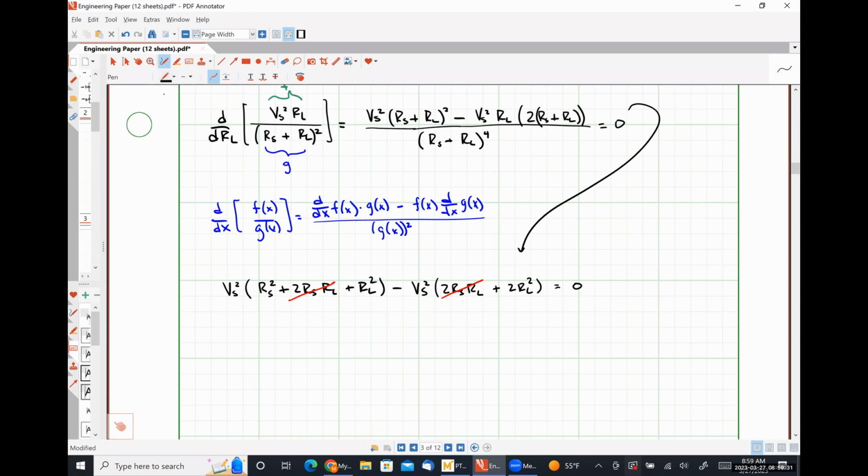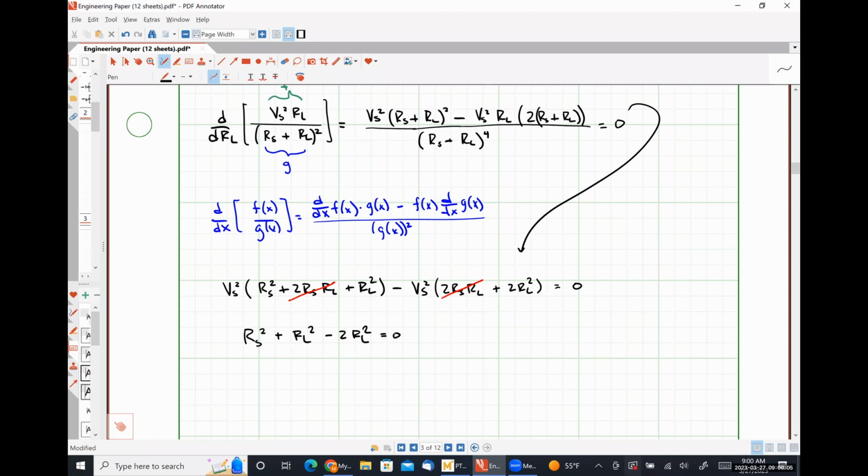So VS squared. Actually, since I have VS squared on both sides of this, I could just divide both sides by VS squared to get rid of that, right? Yeah. So that's going to leave me with RS squared plus RL squared minus 2 RL squared is equal to 0.